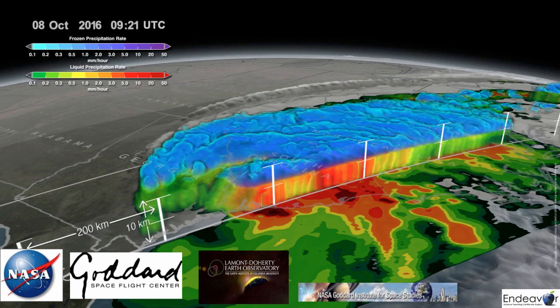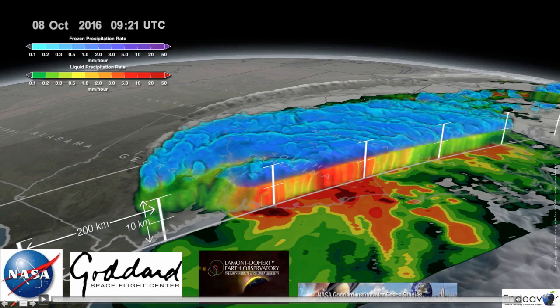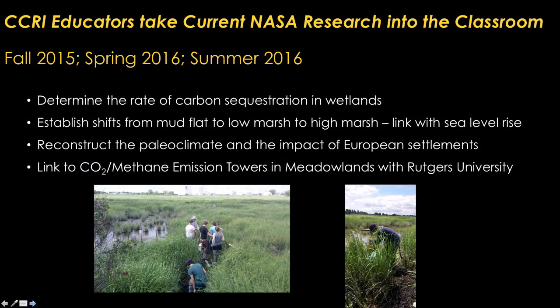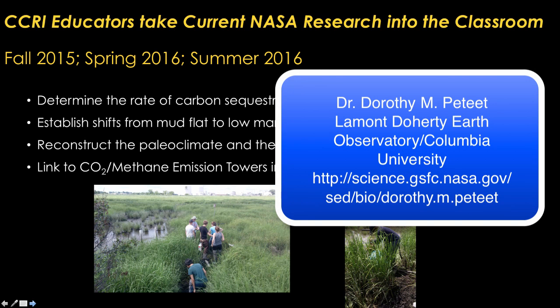So, going forward into our experience in CCRI, my particular scientist is a paleoclimatologist, and she is a wetland expert worldwide. And when we say wetland, we mean any wetland, whether it's a marsh or a bog, a swamp, low-lying area, anything by the ocean, anything by lakes, rivers, and Dr. Petit is very well known.